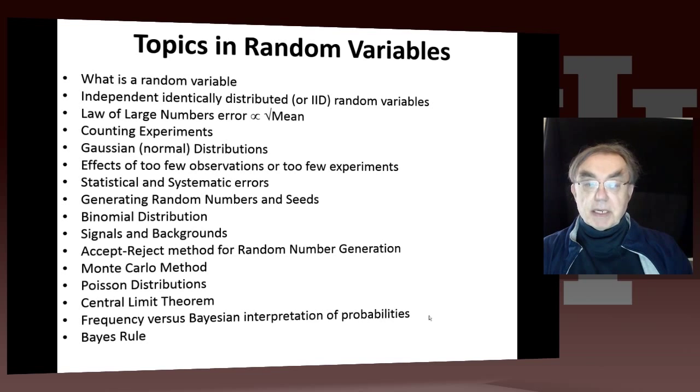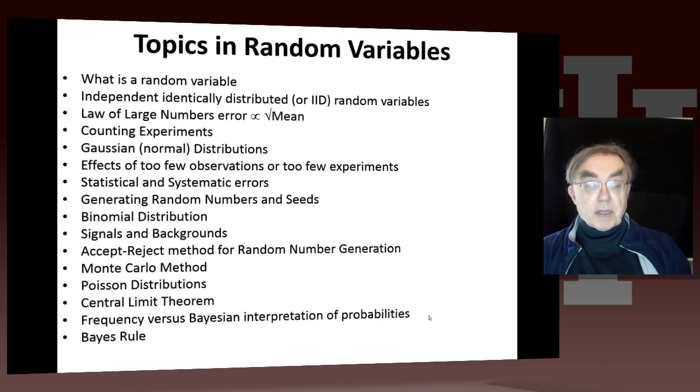We won't really discuss systematic errors in these lectures, because you have to know a lot of physics to disentangle the systematics of a particular experimental apparatus. We will discuss how to generate random numbers and how you use seeds to start off a sequence of random numbers. We will discuss binomial distributions. We will discuss signals and backgrounds. I've already seen that in the last unit, where we had a Higgs signal on a sloping background.